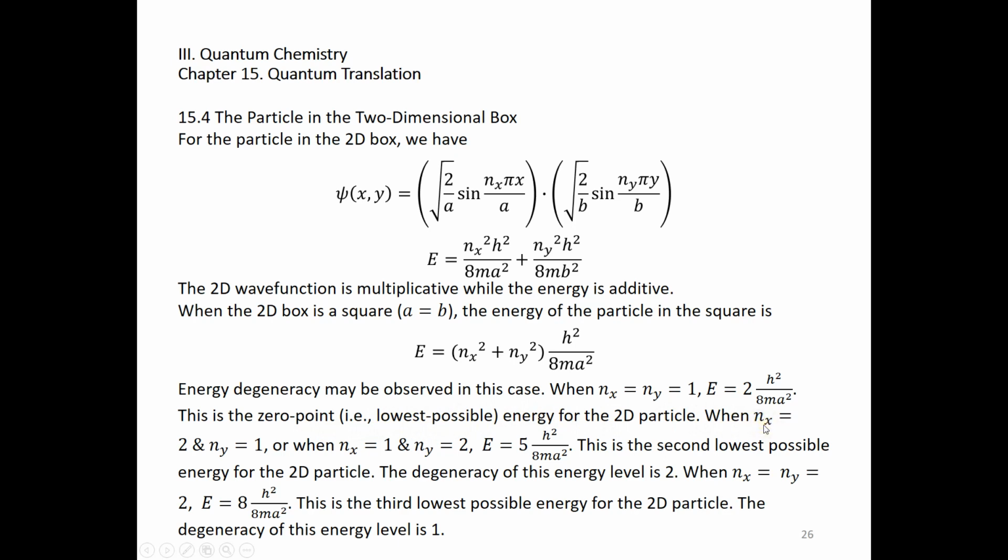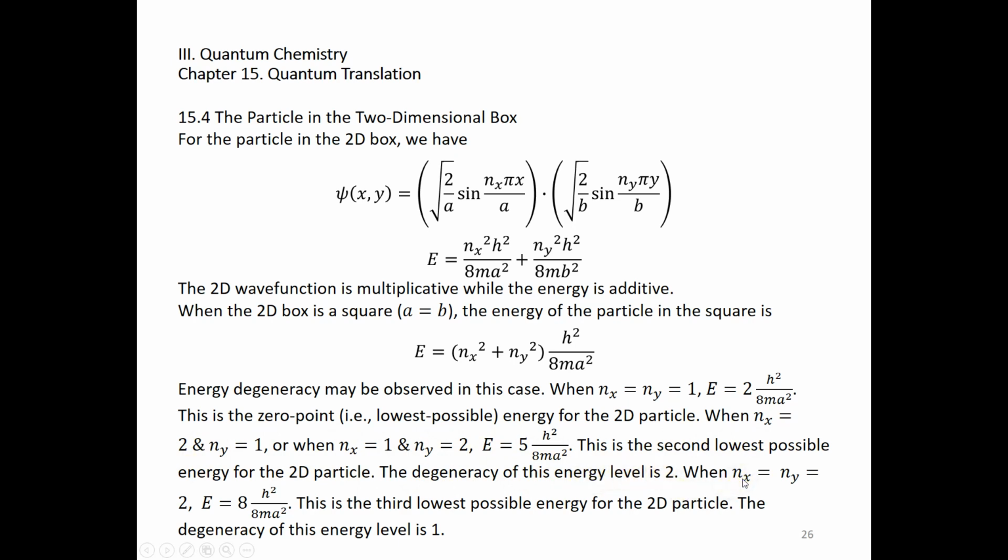Now we see when nx is equal to 2, ny is equal to 1, or when nx is 1 and ny is 2, the energy is the same, 5h squared over 8ma squared. It's called energy degeneracy. You have two different sets of quantum numbers, 1 and 2 versus 2 and 1. You get the same amount of energy. We say the degeneracy is 2. And this gives you the second lowest possible energy. And again, the degeneracy of this energy level is 2.